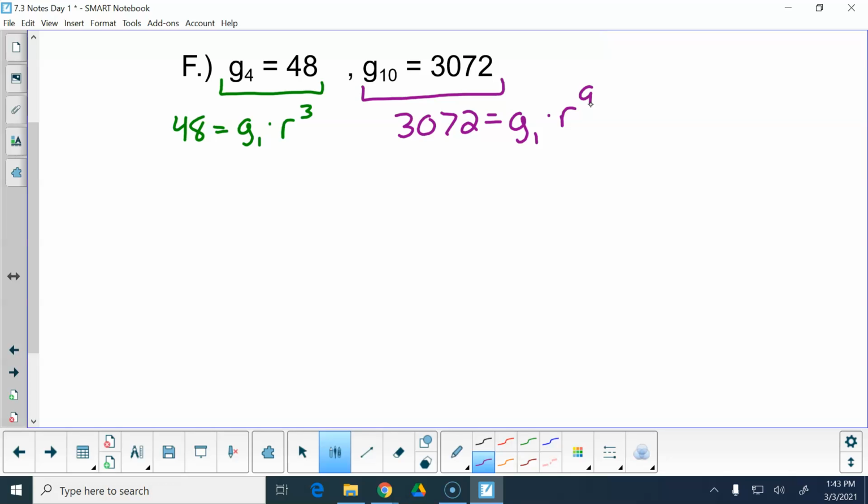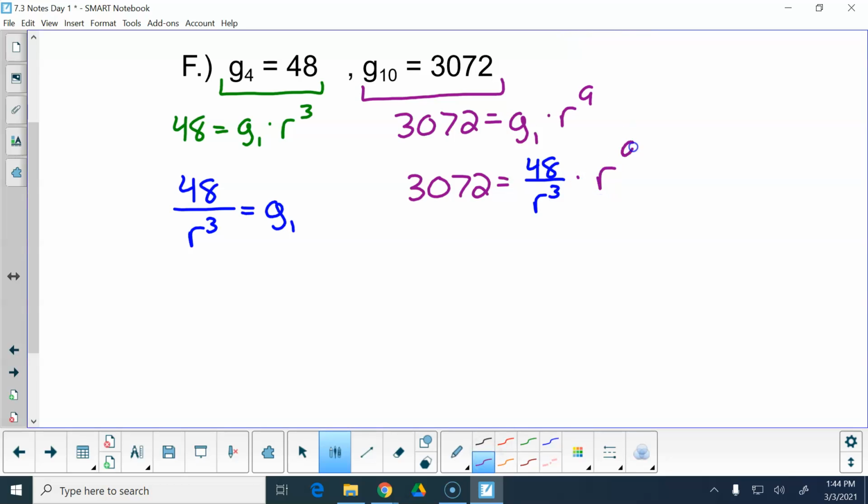Green or purple, which one has the smaller exponent? Green. So we're going to solve the green one for g sub 1. We're going to take that and we're going to plug it into purple. Right side of that equation becomes r to the 6th power.